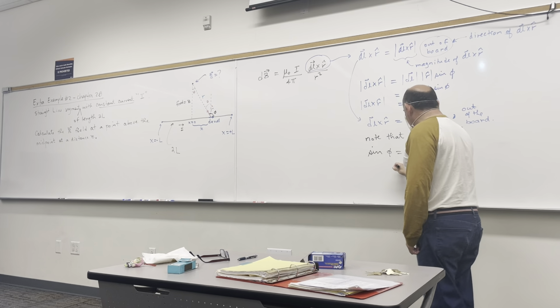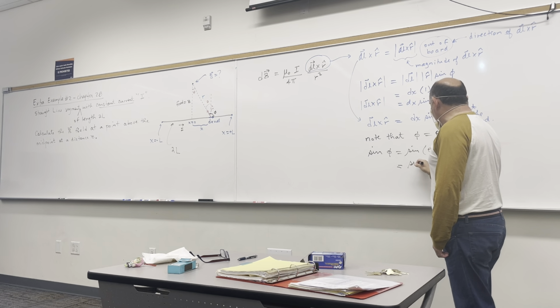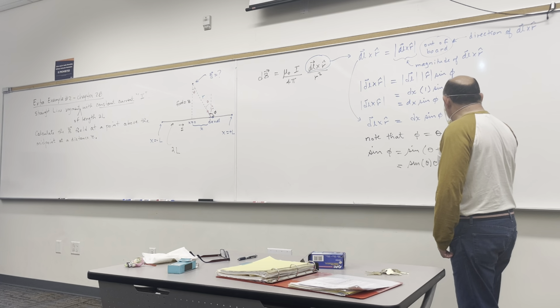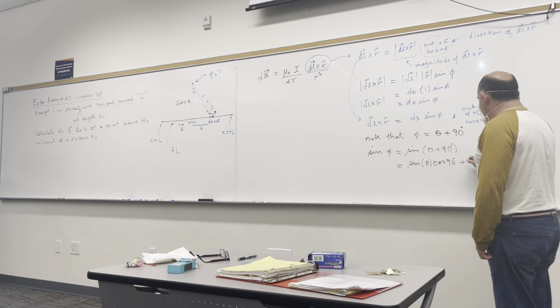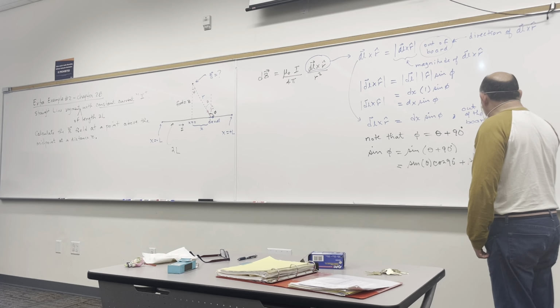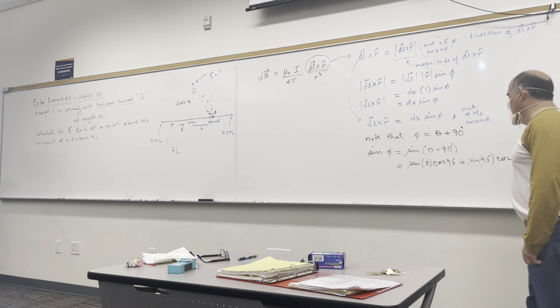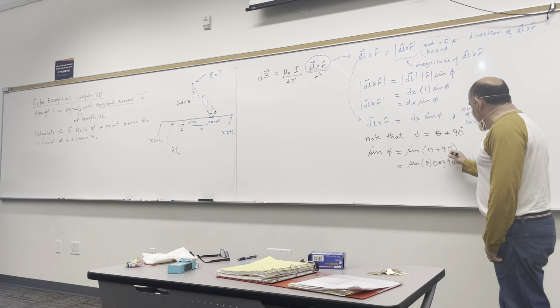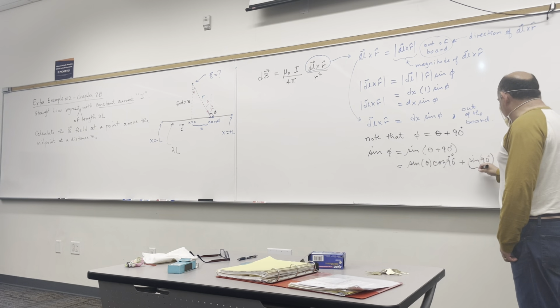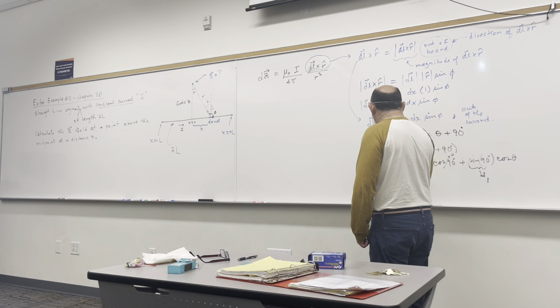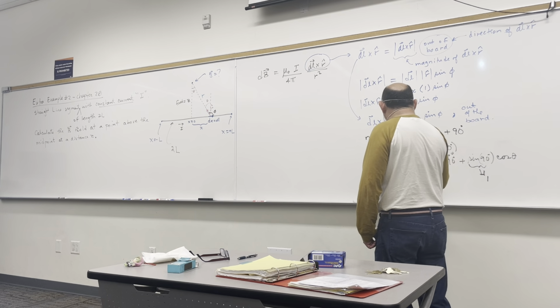And you might remember this identity. That would be the sine of theta times the cosine of 90 degrees plus sine of 90 degrees cosine of theta. And the cosine of 90 degrees is 0, and the sine of 90 degrees is 1. So therefore, the sine of phi is the same as the cosine of theta.